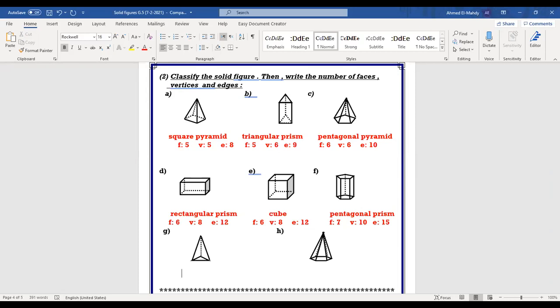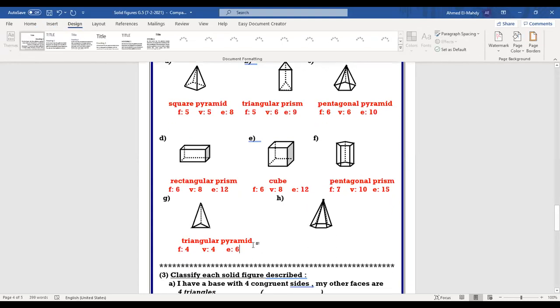It's a pyramid. What is the shape of the base? Triangle. Then this will be a triangular pyramid. In the triangle we have 3 sides. To find the number of faces in the pyramid we add 1. 3 plus 1 equals 4. To find the number of vertices also add 1. 3 plus 1 equals 4. And to find the number of edges multiply by 2. 3 multiplied by 2 equals 6.